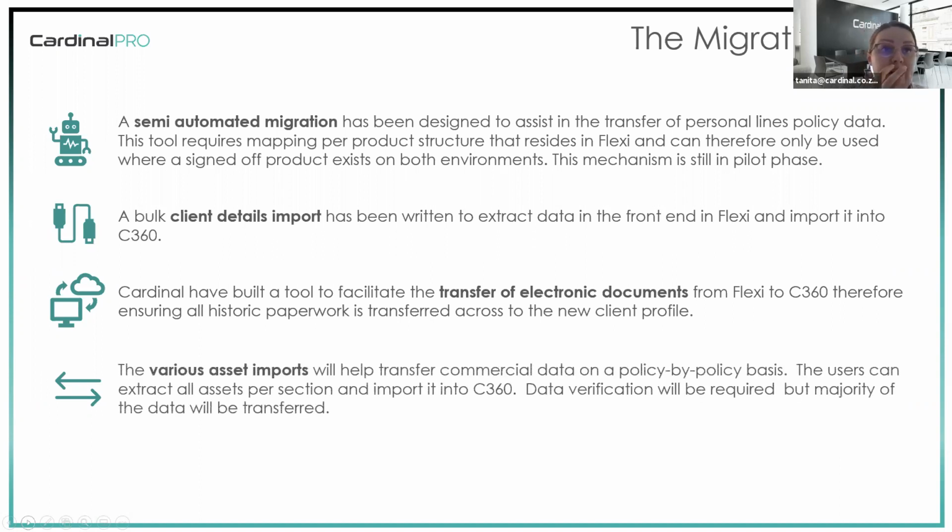And then last but not least, we have built various asset imports. These asset imports, similar to the client details import, allow for certain sets of data from a commercial perspective to be extracted on a policy by policy basis to bring across bulk of the asset data from Flexi into 360. Again, a method that is built for ease of use and is available in the front end of Flexi for any users to use. That will then be exported from Flexi and imported in 360 to really just help the users during the loading process.